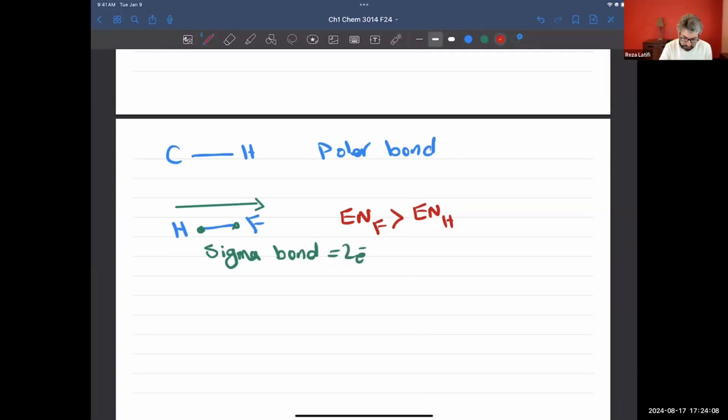So fluorine is going to have an extra electron, technically, and we show the extra electron with delta minus. How about hydrogen? Hydrogen lost something, so I'm going to put a cross on the tail to show that hydrogen is going to have a positive charge. Now I have a molecule that has 2 poles, positive and negative poles. So I'm going to call this molecule a polar molecule, because it has 2 poles, a positive and a negative pole.